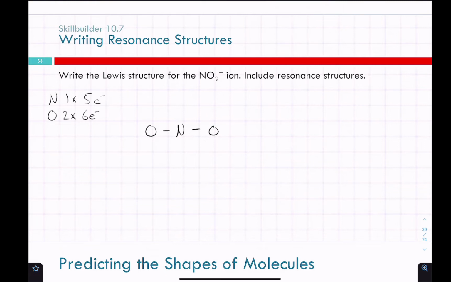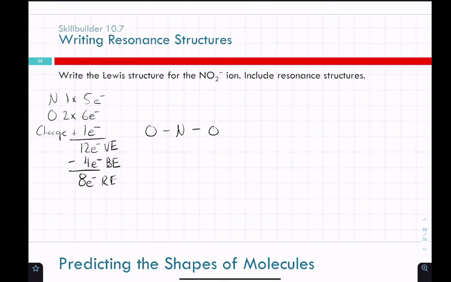And then we have a charge, so we add one more electron in. So total of 12 electrons. And then we already used 2 bonds, which is 4 electrons. So remember, valence electrons, bonding electrons, and that's 8 left. Those are our remaining electrons.